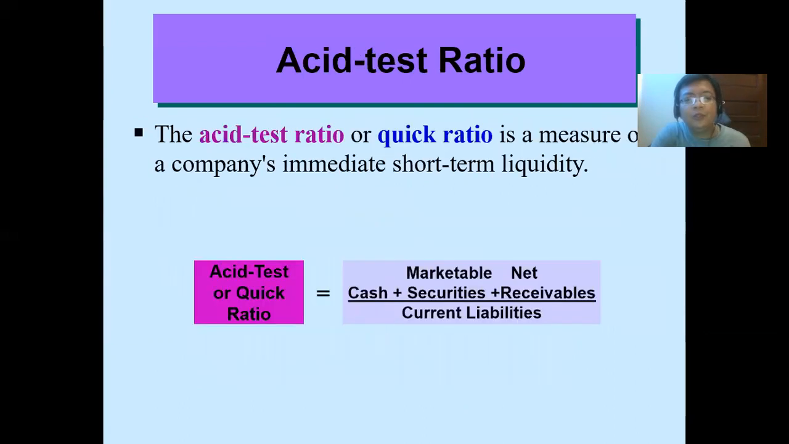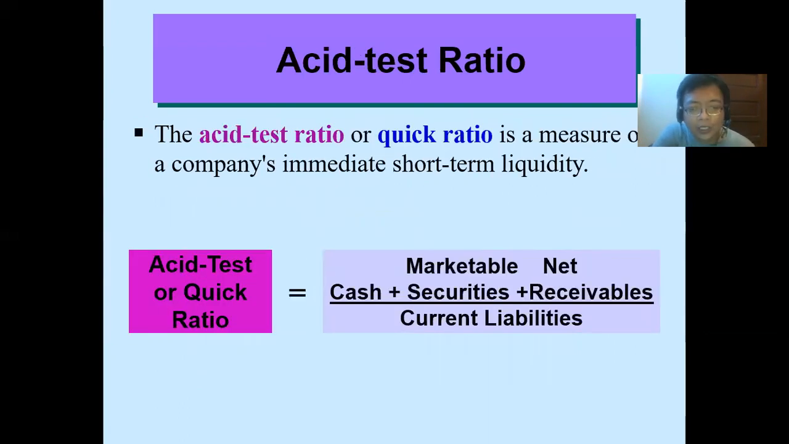Okay? That's why number two is your acid test ratio or quick ratio. As you notice, there's no inventory in the formula. So, you have cash plus short-term investments or marketable securities plus net receivables, divided by current liabilities. What do you mean by net receivables here? Meaning the carrying value of your receivables, so the gross amount of your AR minus your allowance for doubtful accounts. Okay. So, this is the most conservative way of computing the quick or acid test ratio.